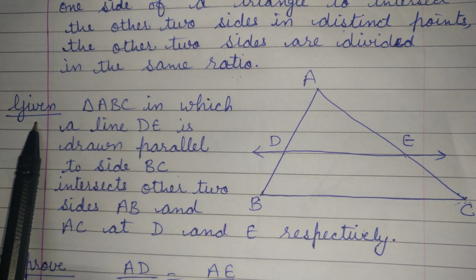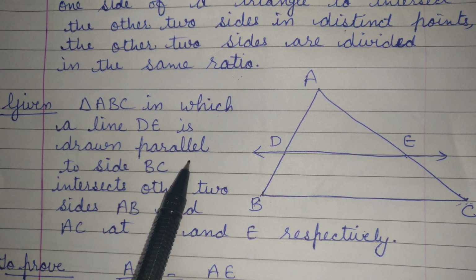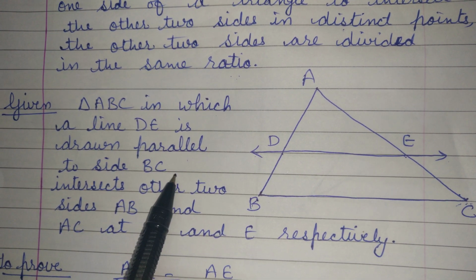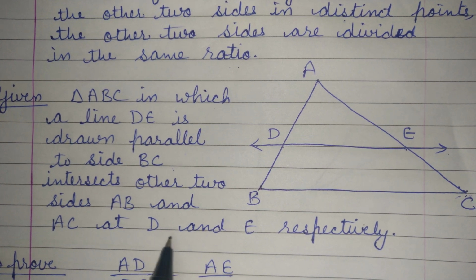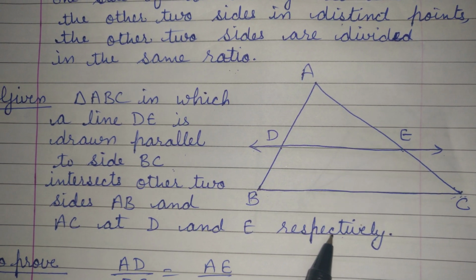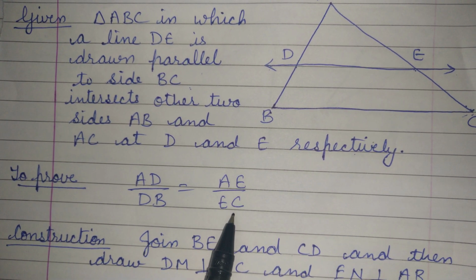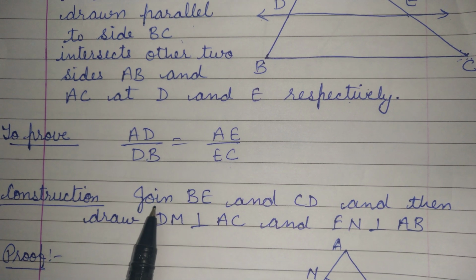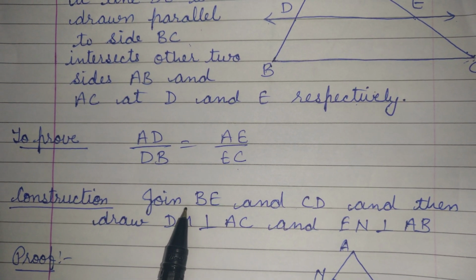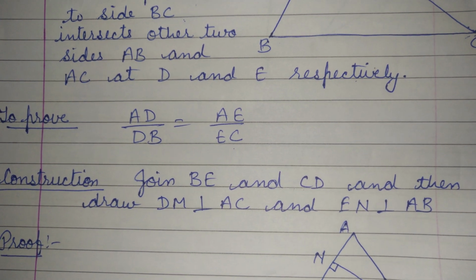What is given? Triangle ABC in which a line DE is drawn parallel to side BC, which intersects other two sides AB and AC at points D and E respectively. We need to prove AD upon DB is equal to AE upon EC. To prove this, we have to do construction in the figure. First of all, we will join BE and CD.